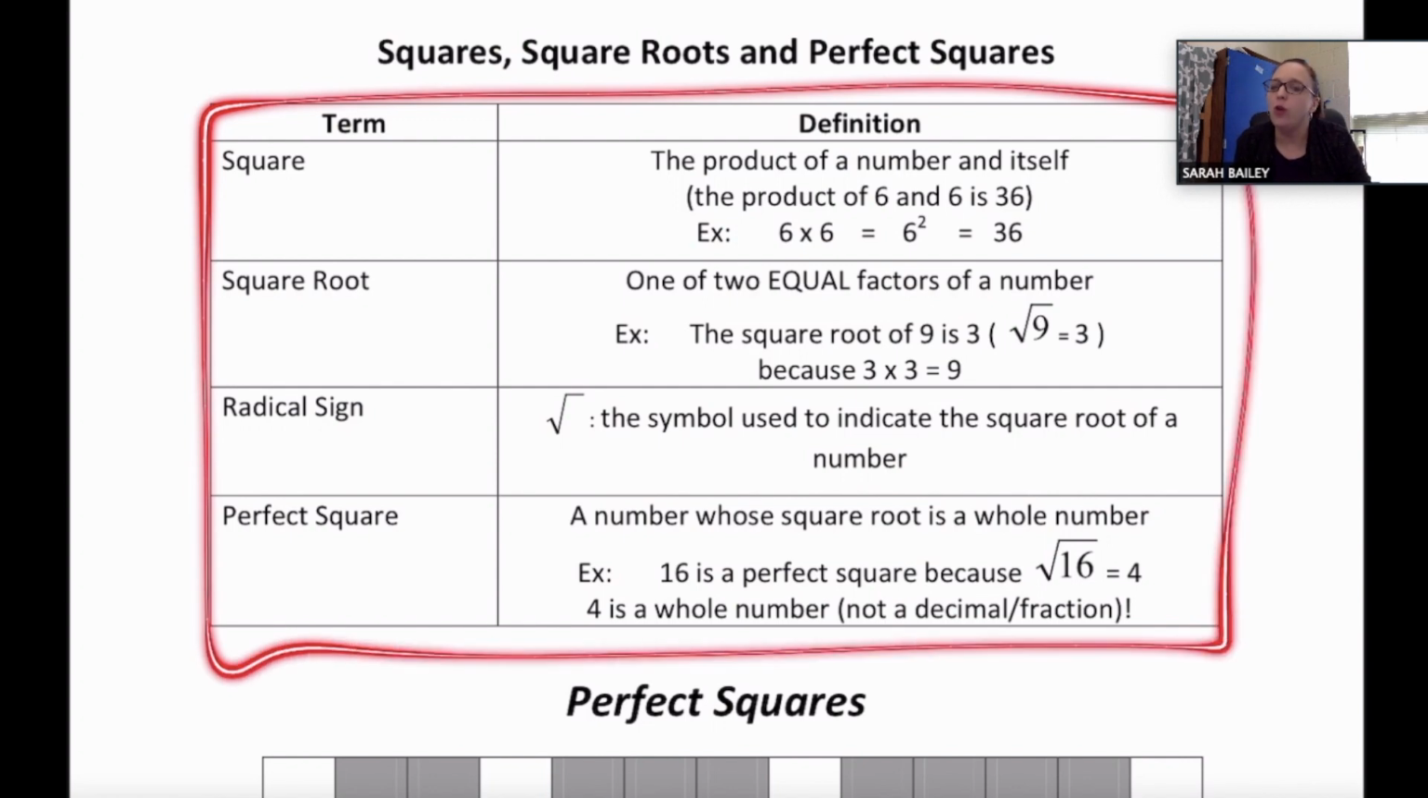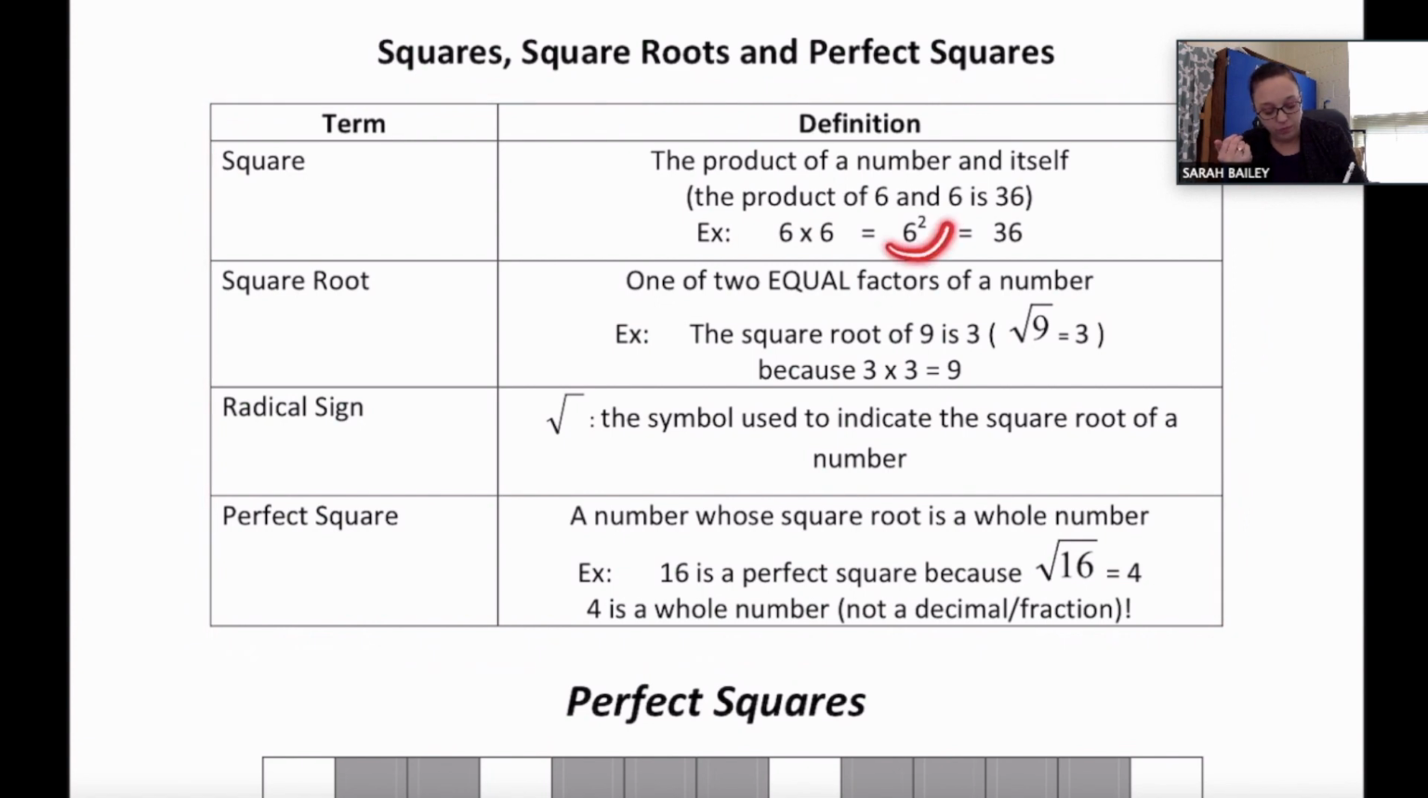So we need to know when we're talking about a square in terms of numbers, what are we referring to? A square is the product of a number and itself. For example, 36 would be a square because it is the product of 6 times 6, okay? And as you'll recall, we read this as 6 squared. So that's where that comes from. 36 is the square of 6.